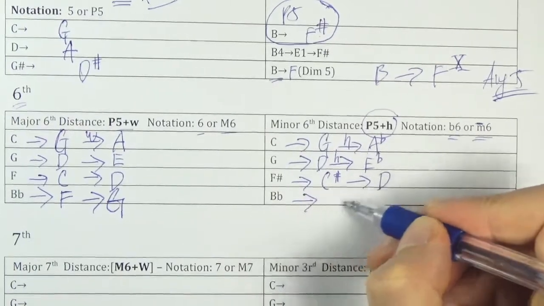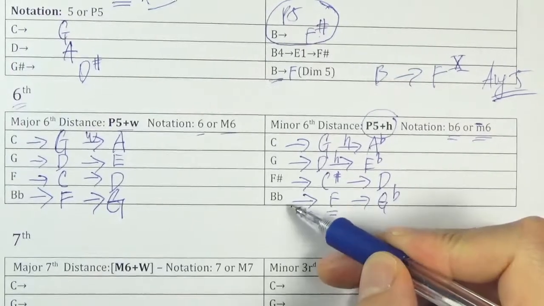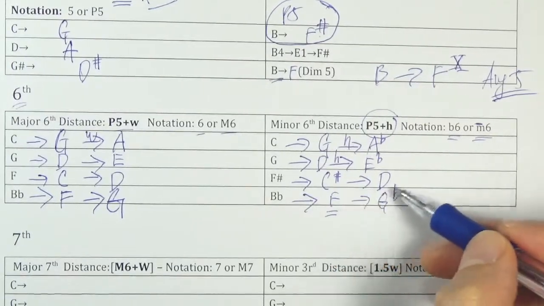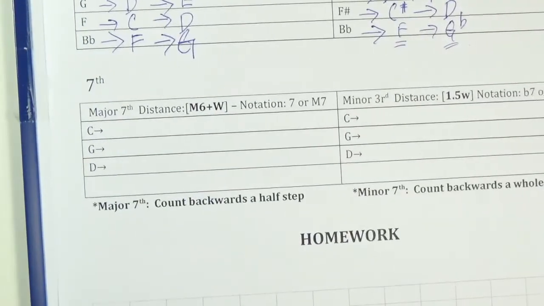B flat. Okay, so F, G flat. So F would be our perfect fifth here in this case. And then a half step, it should be G flat. Okay? Okay, finally, we have the seventh.